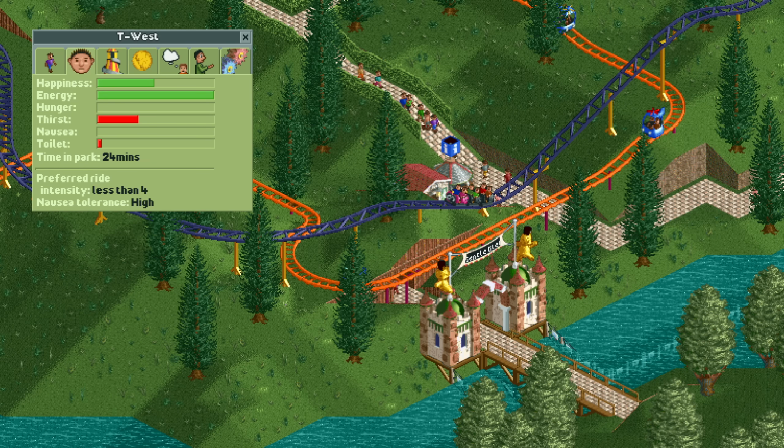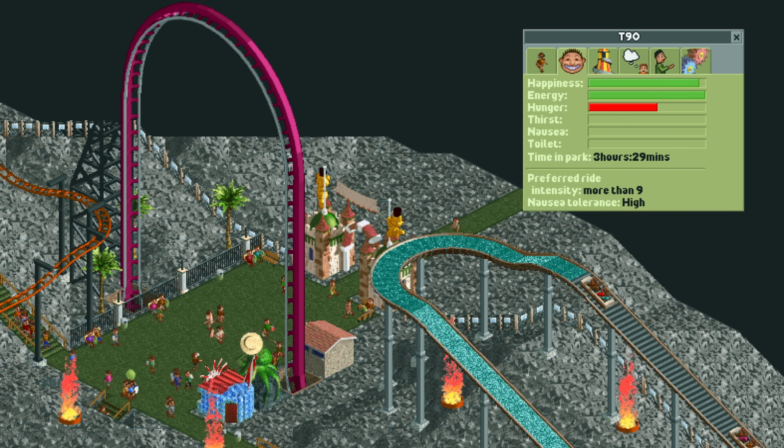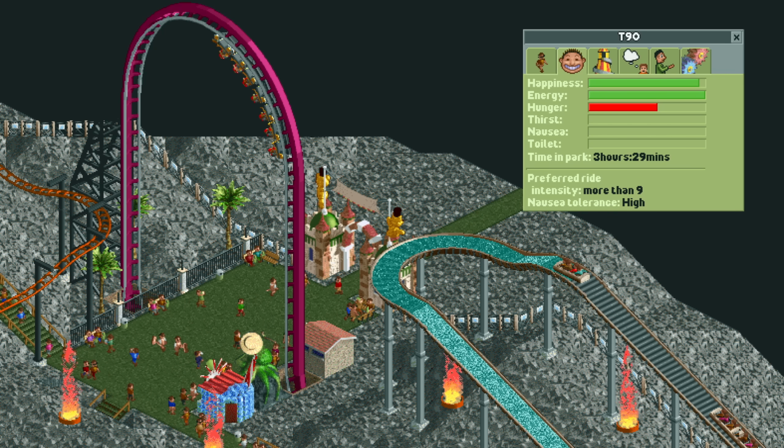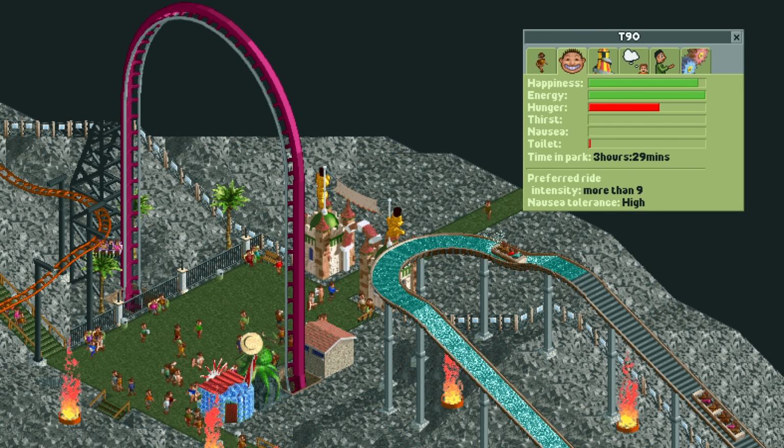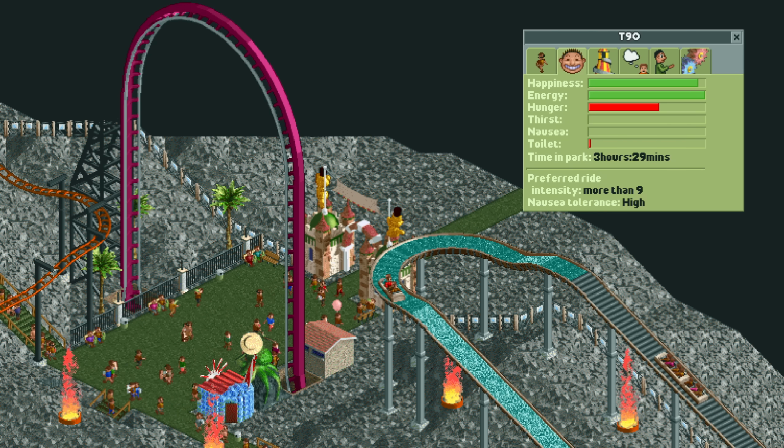Oh, and all of this does not work in parks where guests prefer gentle rides. That less than 4 that they all spawn with here is completely locked in and unchangeable. Technically, there is no code preventing an increase in parks where guests prefer more intense rides, but their more than 9 actually means between 9 and 15, so it's already at the maximum anyway.